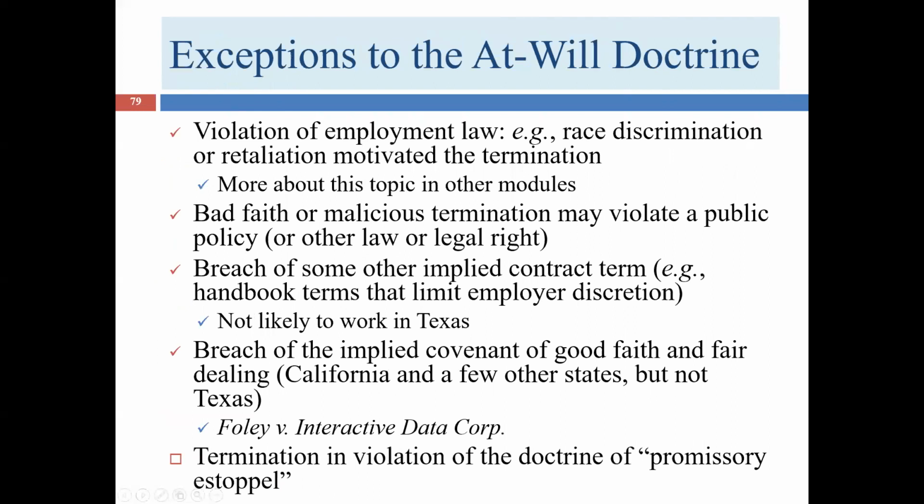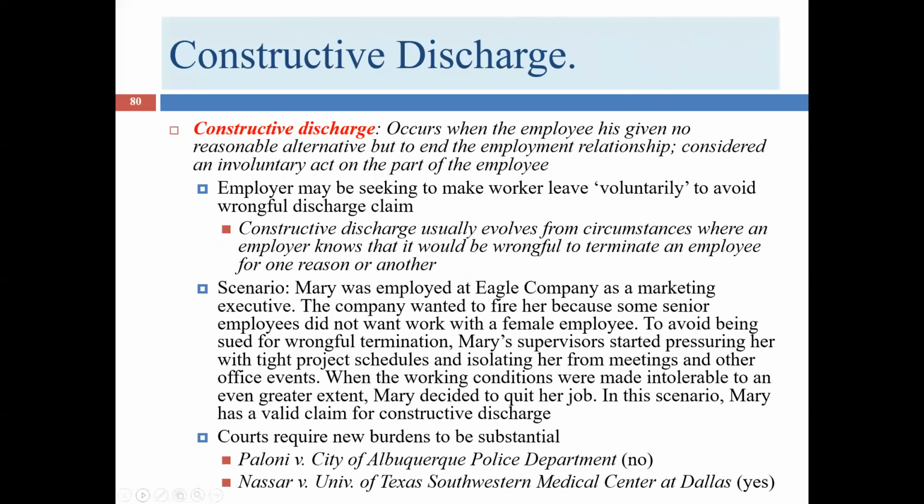So now we're down to our final category, which is termination because of promissory estoppel. We kind of already talked a little bit about this. Let's talk a little bit about constructive discharge. When does this arise? Well, this happens when the employee is given, that's a typo there, it shouldn't be "his given," it should be "is given," so remove that H there, is given no reasonable alternative but to end the employment relationship.